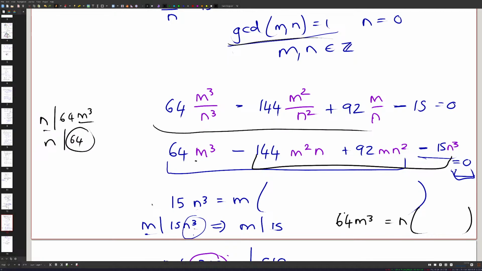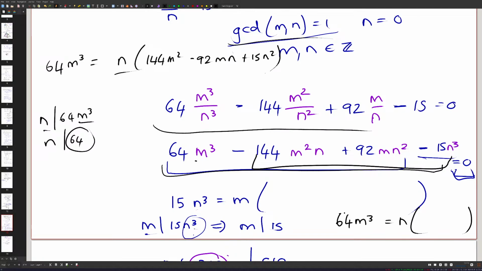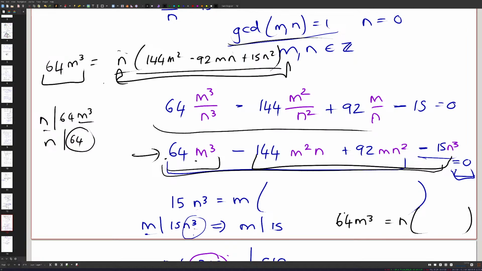So n divides, so from this thing we've got 64m cubed is n times (144m squared minus 92mn plus 15n squared), but it's n times something. So it's this equation, but take everything across except the 64m cubed. And so we've got that n is a factor of this, so it has to be a factor of this. So n is a factor of 64m cubed.